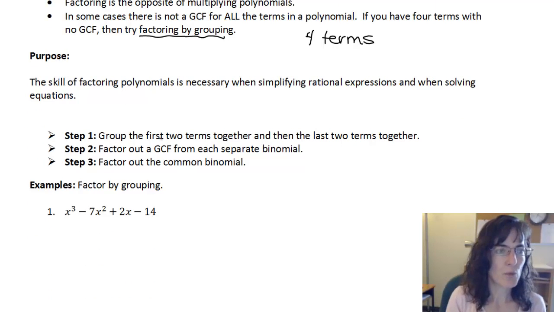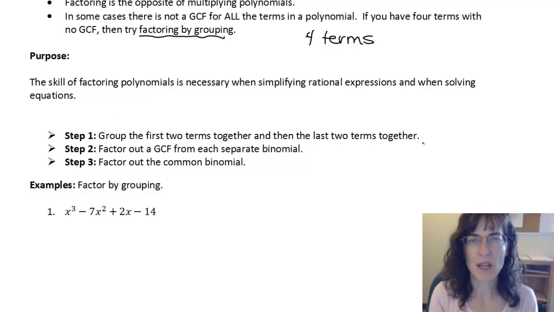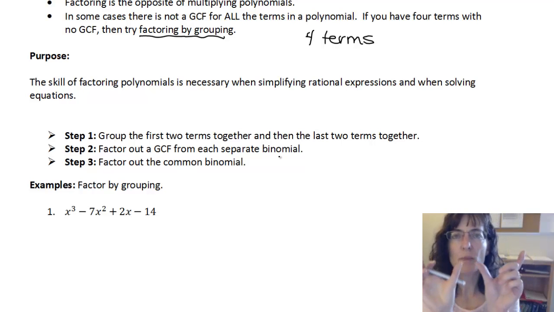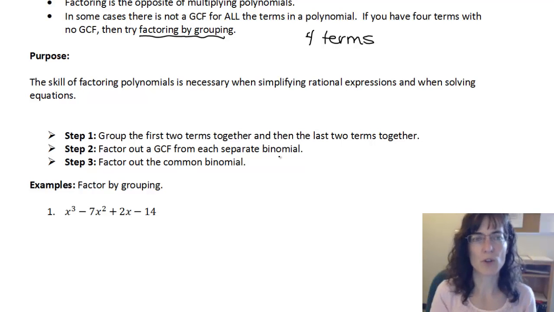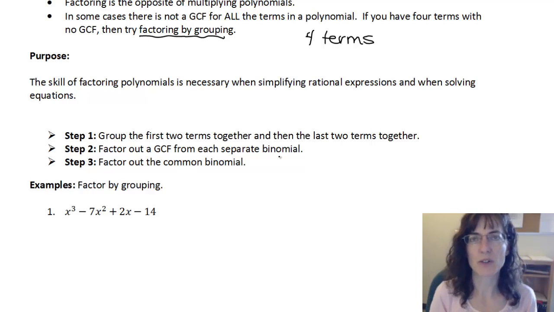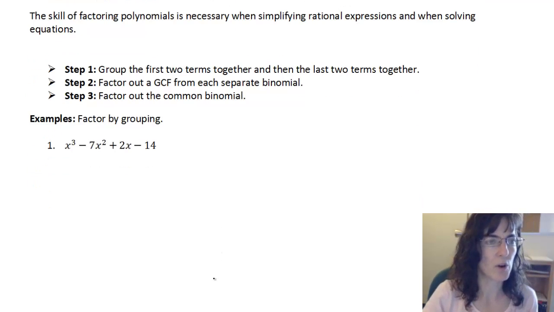The first thing, we want to group the first 2 terms together and the last 2 terms together in our 4 terms, and that's the grouping part. Then we factor out a greatest common factor from each of those 2 pairs of terms, and then we hope to have a common greatest common factor between them at that point, which we would factor out. Let's take a look at how that works.